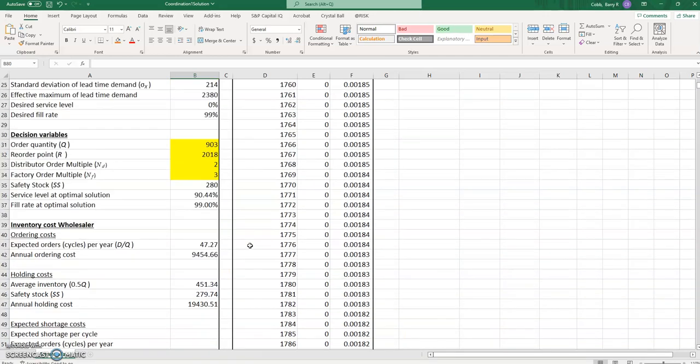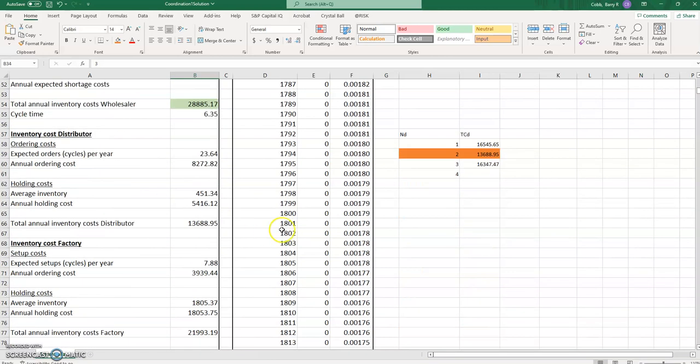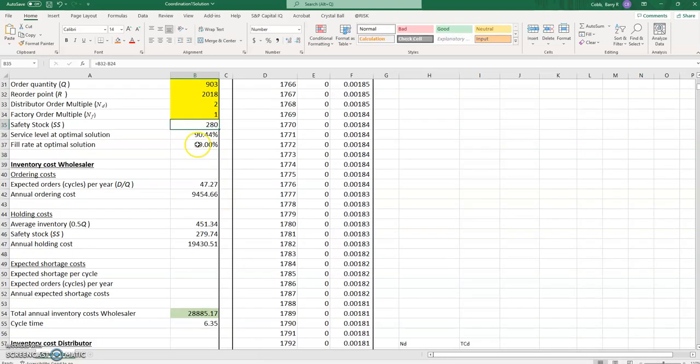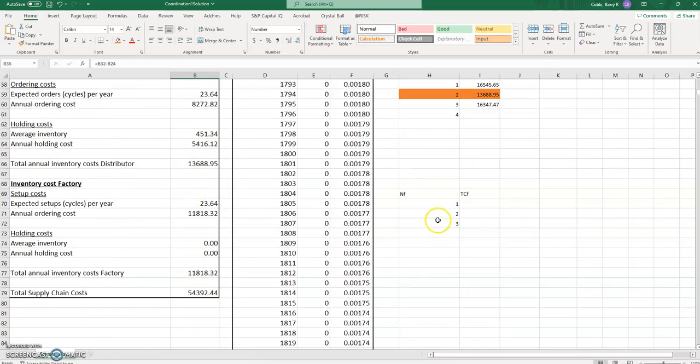Now, we already found that 2 was the best multiple for the distributor. And so when it comes to the factory, we need to similarly test different potential quantities. So let's test multiples starting with 1, 2, and 3. And we'll note the total cost. So let's start at 1. And at 1, we see the factory's total cost is $11,818.32.